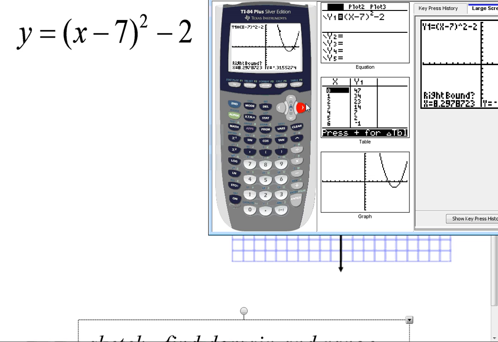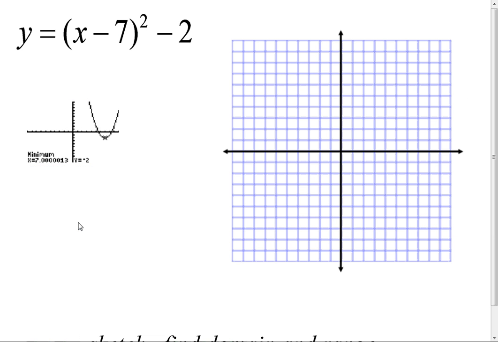There you go. Now you can press enter. And then it thinks there might be more than one answer. Just press enter again. And there it is. 7. Okay, guys. We're almost done here. The minimum is at 7, -2.